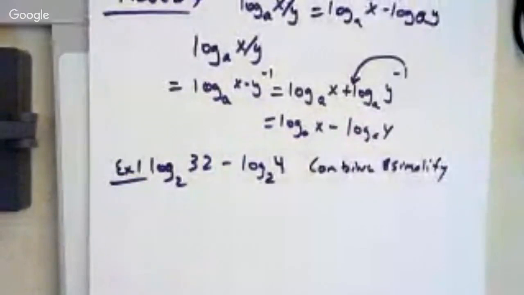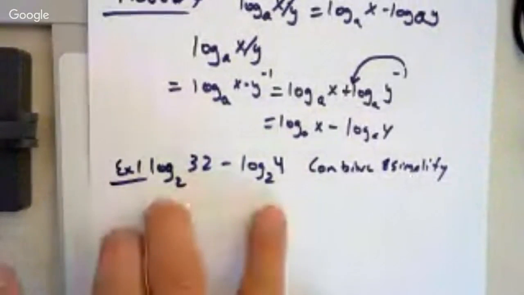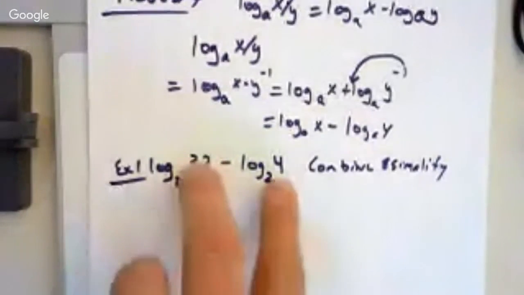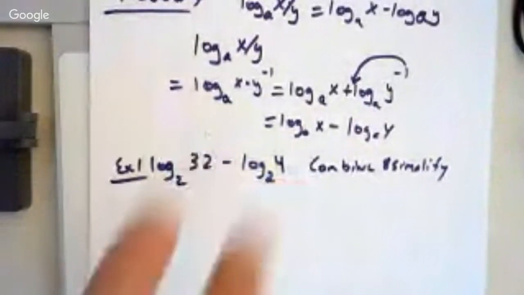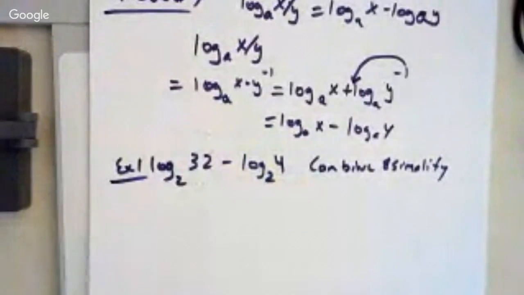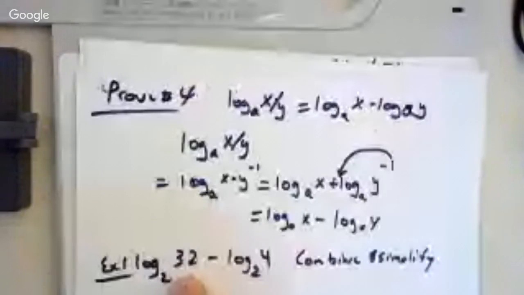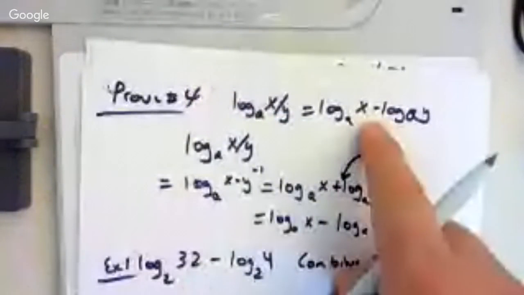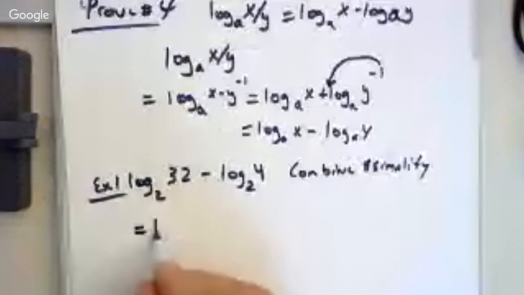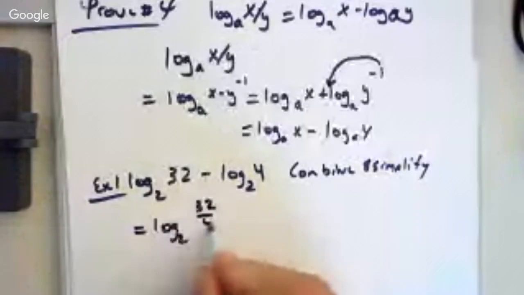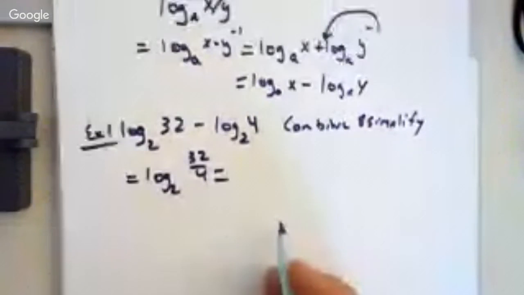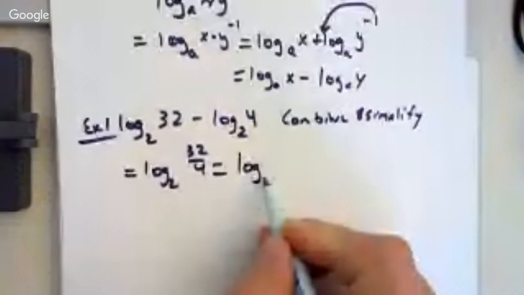Want to try it on your own, or want me to do it? Fine. Because they're subtracted, I can bring them together by doing what to those two numbers? Dividing, right, because they're separated by subtraction. So we're going to combine them in log base 2 of 32 divided by 4. What's 32 divided by 4? 8. Right.